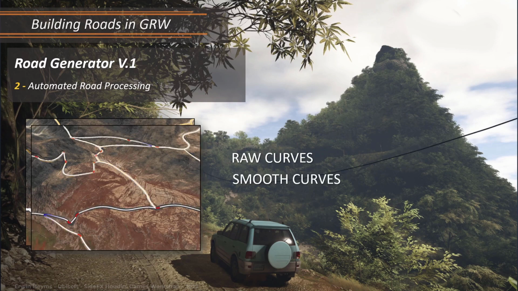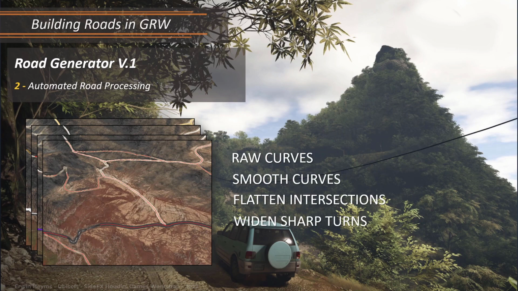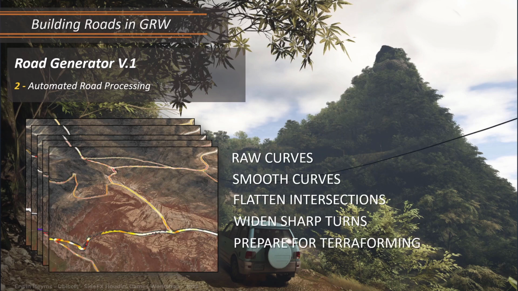So we do a smoothing pass. We also take any intersections and flatten them. This is better for the vehicle traffic in the game. I would take any switchback turn or sharp turn in a hilly environment or on a slope, and I would widen it out, give more space for the cars to traverse. And then finally, we can create a ribbon from that and prepare a terraforming stamp.